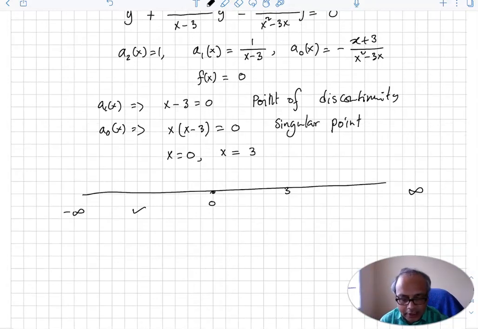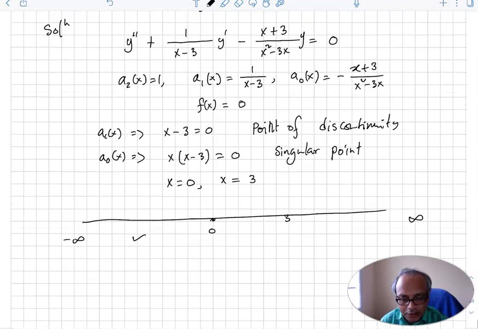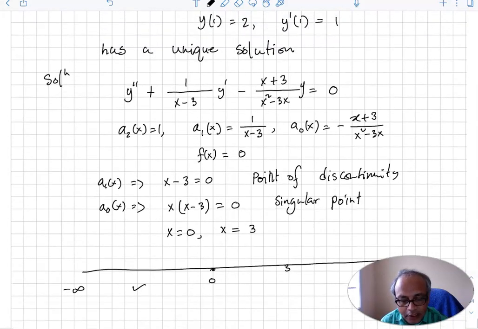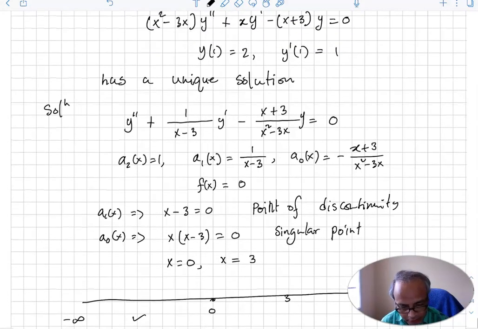Wait a minute. So this might be going to a wrong answer or right answer. So let's see what else is given. So if you go back and look at that, there are initial conditions. So it is not that only the coefficients have to be continuous. The coefficients have to be continuous, but the interval also must contain the initial condition. So the initial condition is given at x equal to 1.